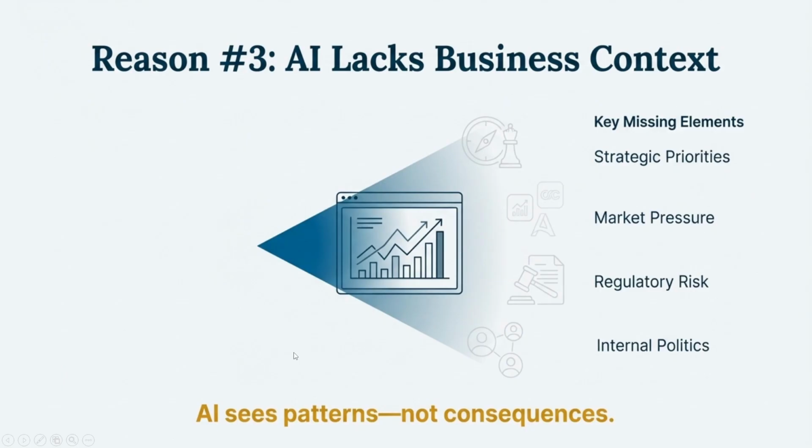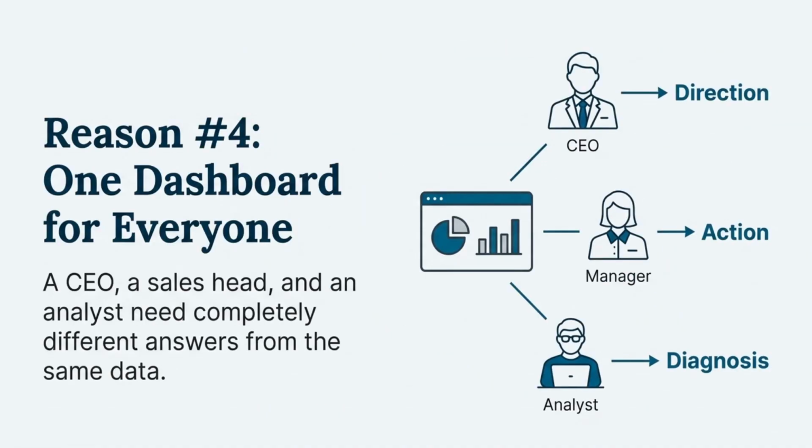Now the next part, that AI definitely lacks business context. AI doesn't know the internal politics within the company or around the environment. What's the market pressure? What is the regulatory risk associated with that? And what are the strategic priorities? It only sees patterns, not consequences. That's why building or trusting an AI dashboard blindly is very, very dangerous for business performance. Now, what happens? There are other reasons, like AI creates one dashboard for everyone.